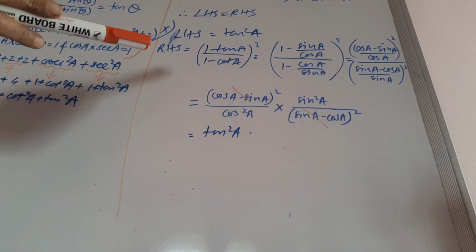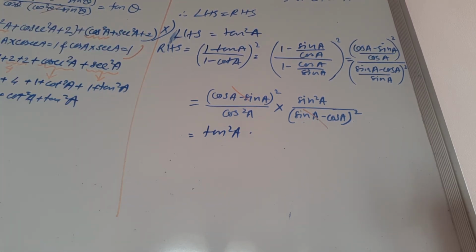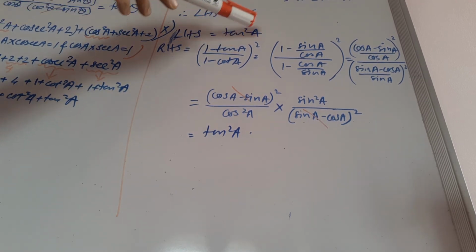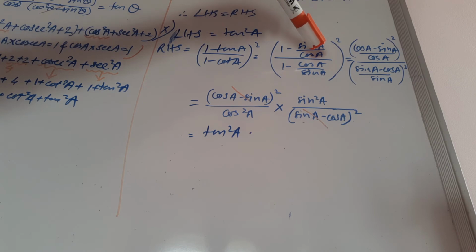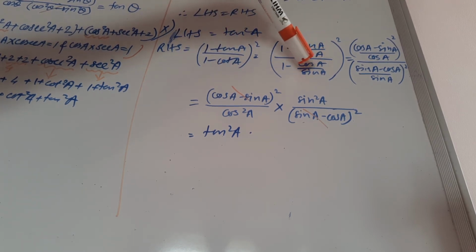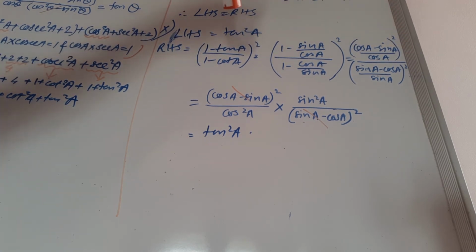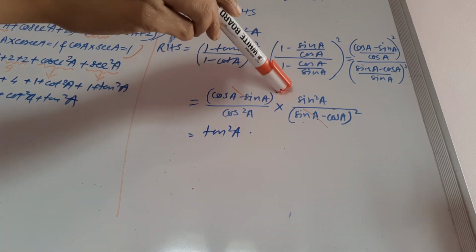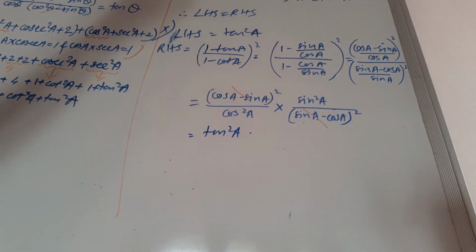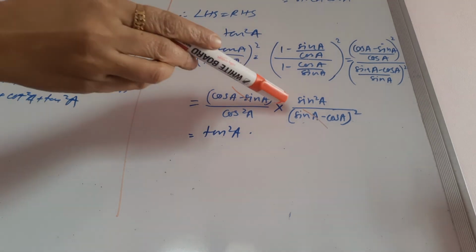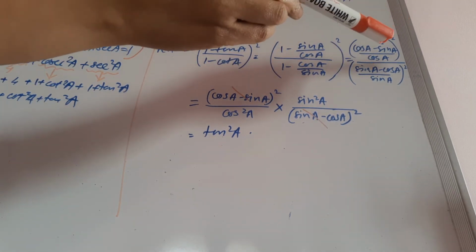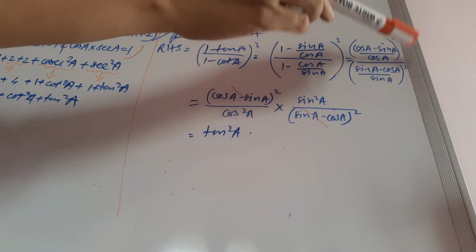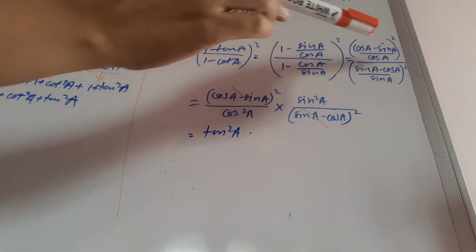Now here right hand side, if you are going to see, we will get 1 minus tan A divided by 1 minus cot A and whole square. So tan we have converted into sin divided by cos, and cot is converted to cos divided by sin. After finding out the square of this, in the numerator we will get cos A minus sin A whole square divided by cos square A. And in the denominator we will get sin A minus cos A whole square divided by sin square A.